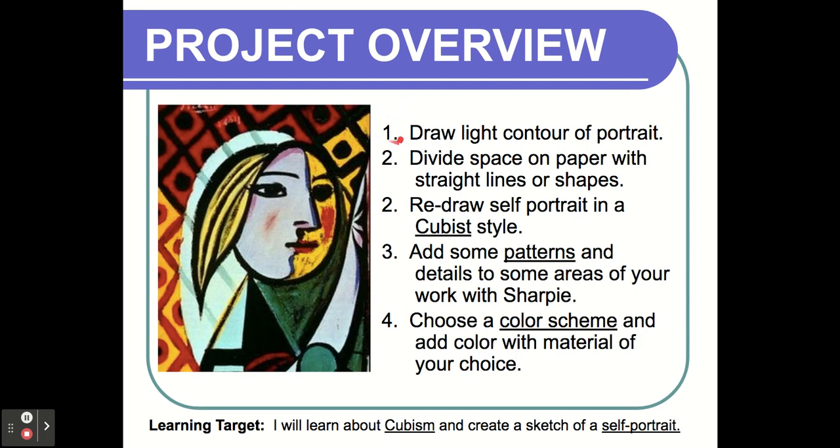So here's what we're going to be doing in this project. We're going to be practicing drawing our own portraits. Then we're going to be thinking about how we want to divide the space on our paper, either with straight lines or with simple shapes. Then we're going to be drawing our portrait in that Cubist style, working to fragment things and show them from different angles at the same time. We will be adding some patterns to some of our areas to create interest. And finally, we'll be choosing a color scheme that we want and working to add color to our artwork.